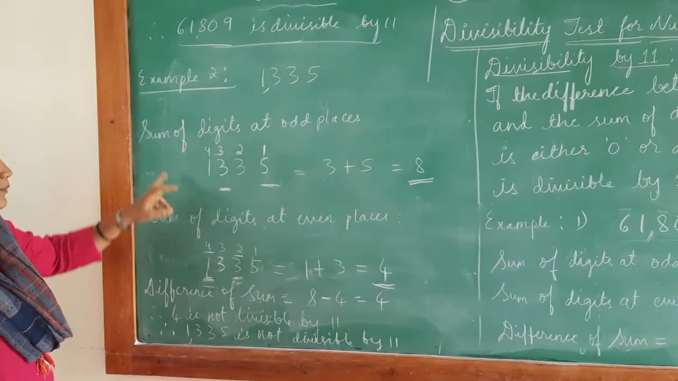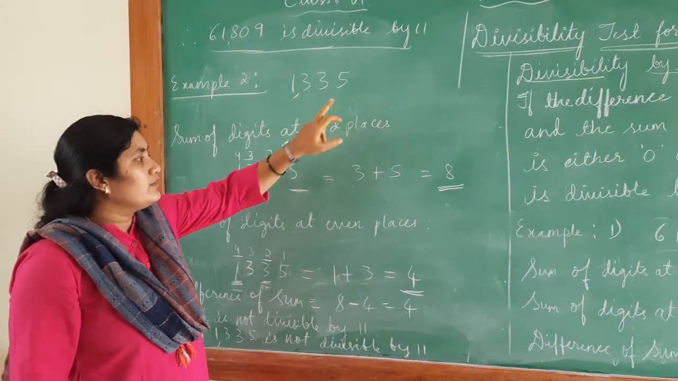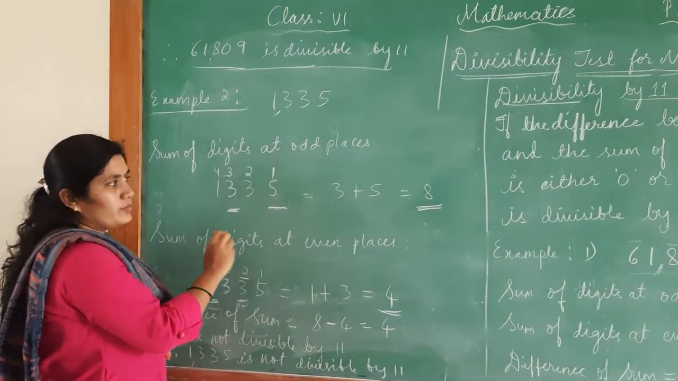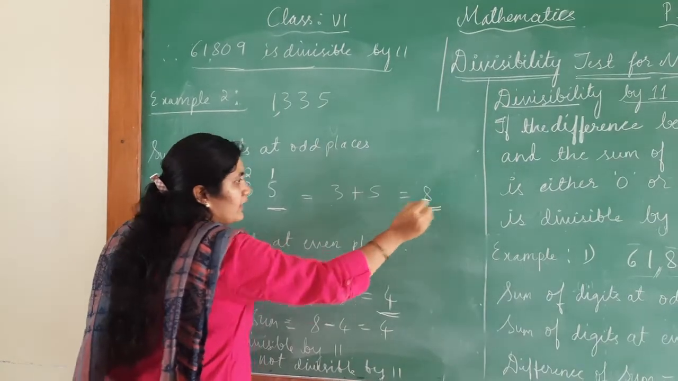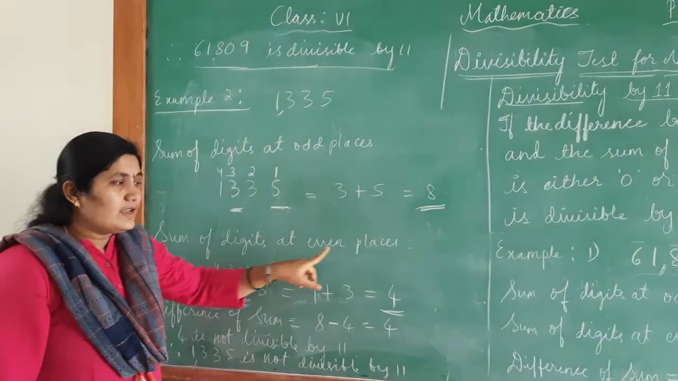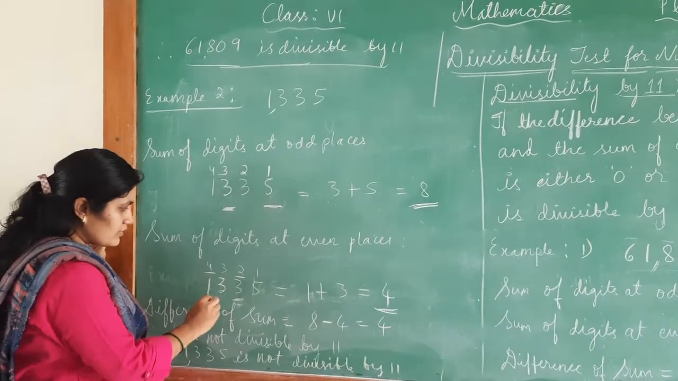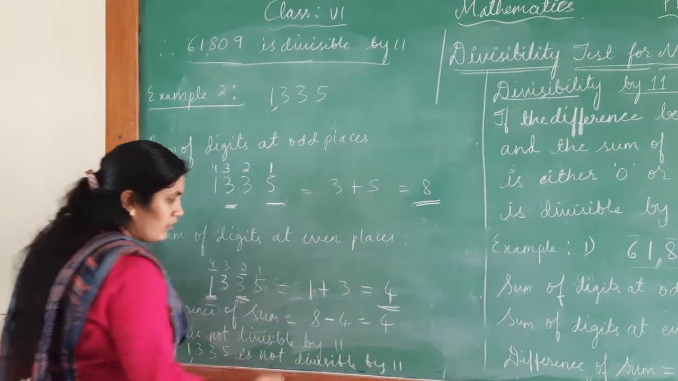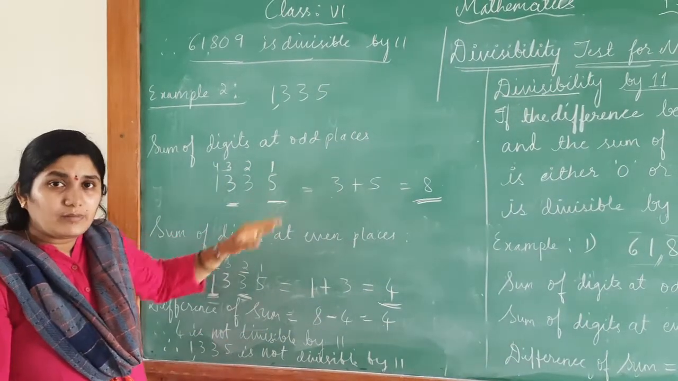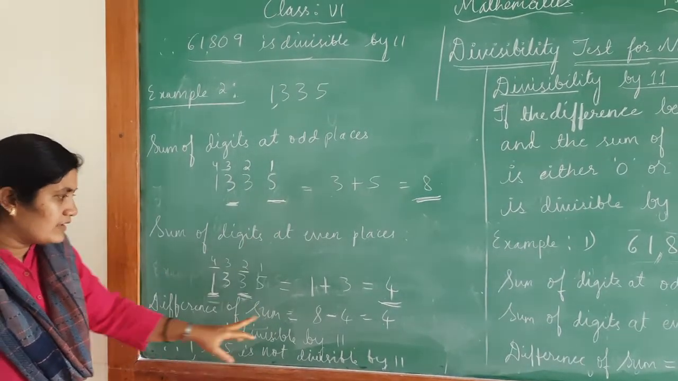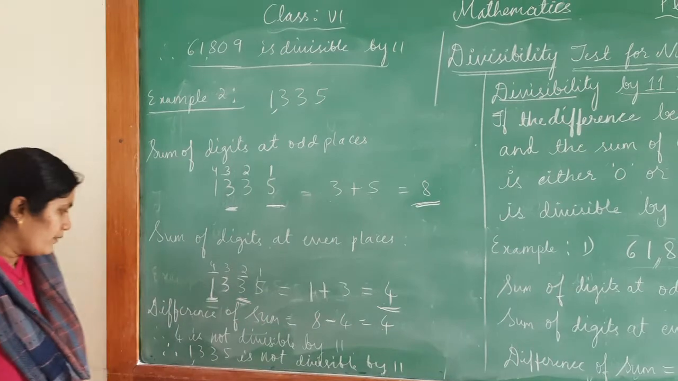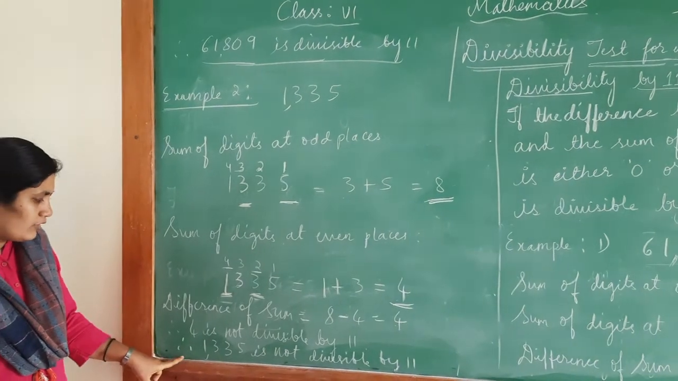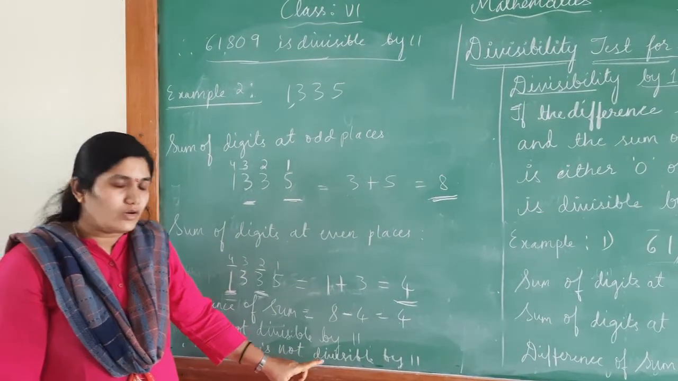Let me repeat the example once. Example 2, 1335. Sum of the digits at odd places, that is first place and third place: 3 plus 5, if you add, you will get 8. Sum of digits at even places, that is second place and fourth place: 3 and 1. If you add 1 plus 3, you get 4. Difference of sums: 8 minus 4 gives you 4. 4 is not divisible by 11. Therefore, according to the given divisibility rule, 1335 is not divisible by 11.